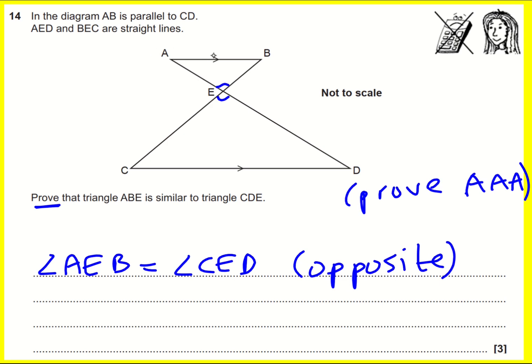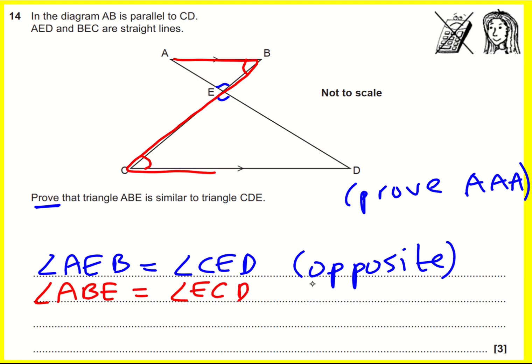Next one. Now we need to use the fact that they've got parallel lines. Okay, here's a Z. That's not a very good Z. I'm going to have another go at it. Here's my Z. And in fact, these two are the same. Angle ABE equals angle ECD. And the reason is that they are alternate. A technical term for Z angles, but you want to see the word alternate there.